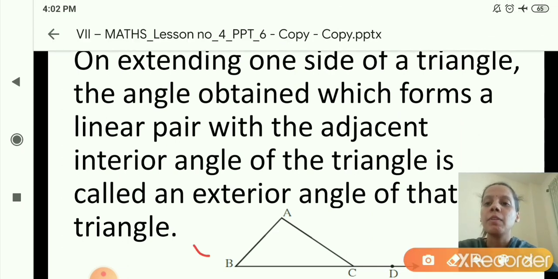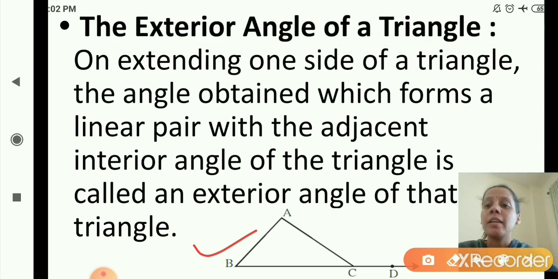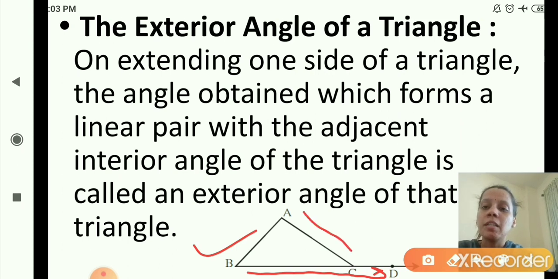in this figure as you can see a triangle, that is triangle ABC, correct. On extending one side of a triangle, we are extending this side BC of a triangle ABC. The angle obtained, which forms a linear pair with the adjacent interior angle of the triangle. So the angle which is obtained, that is angle ACD, which is forming a linear pair with adjacent interior angle of a triangle, that is angle ACB. Okay, so this angle is called an exterior angle of the triangle.